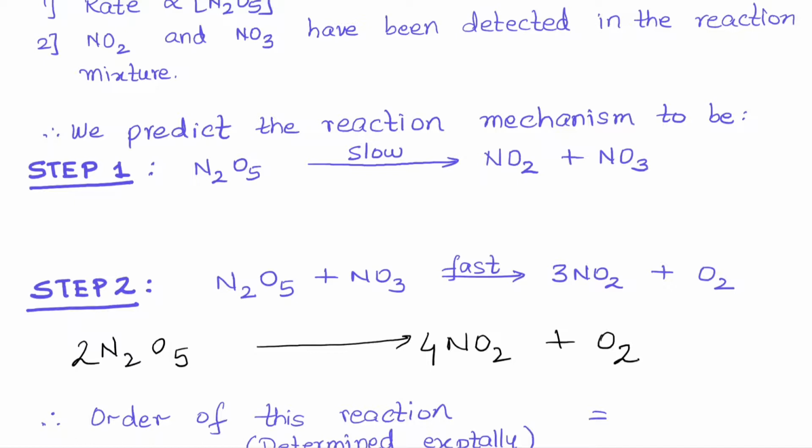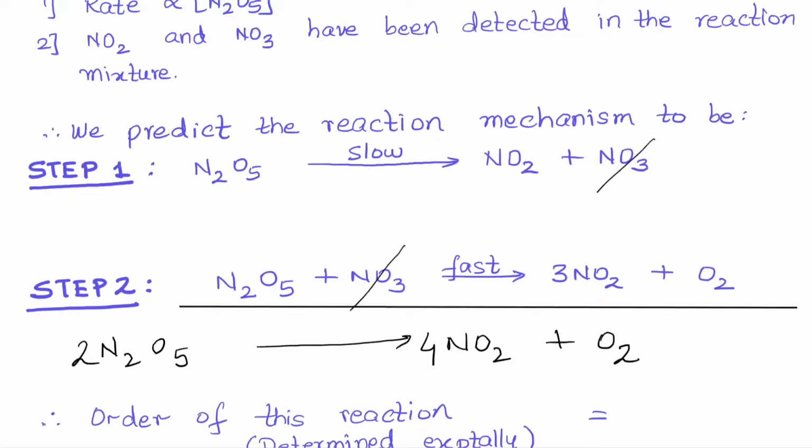In order to get the final reaction, what are we going to do? We are going to add up the two steps of this reaction, and we get over here 2N2O5. Our NO3 and NO3 will get cancelled, and we will have 3 plus 1, 4NO2 plus O2. That's the final reaction, right?